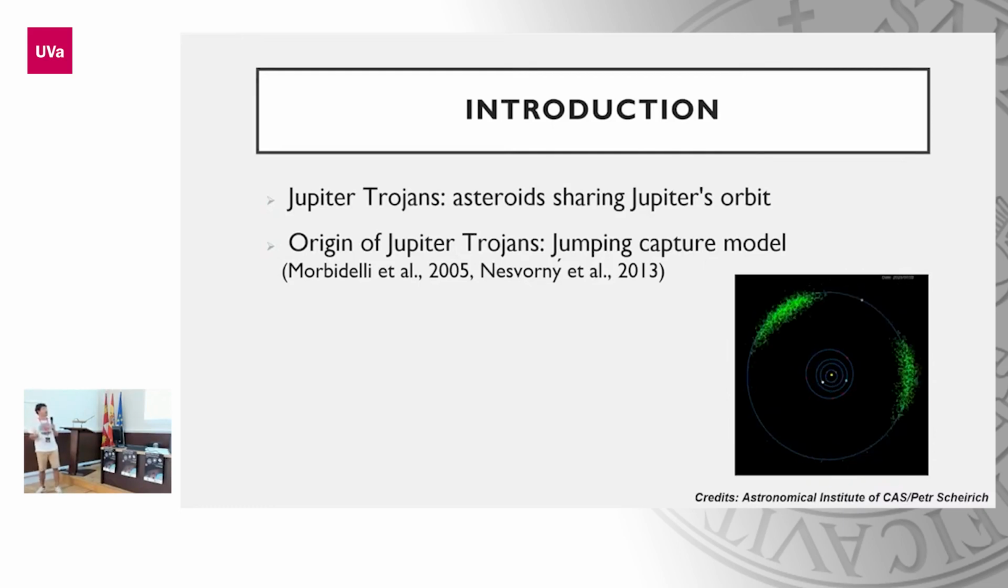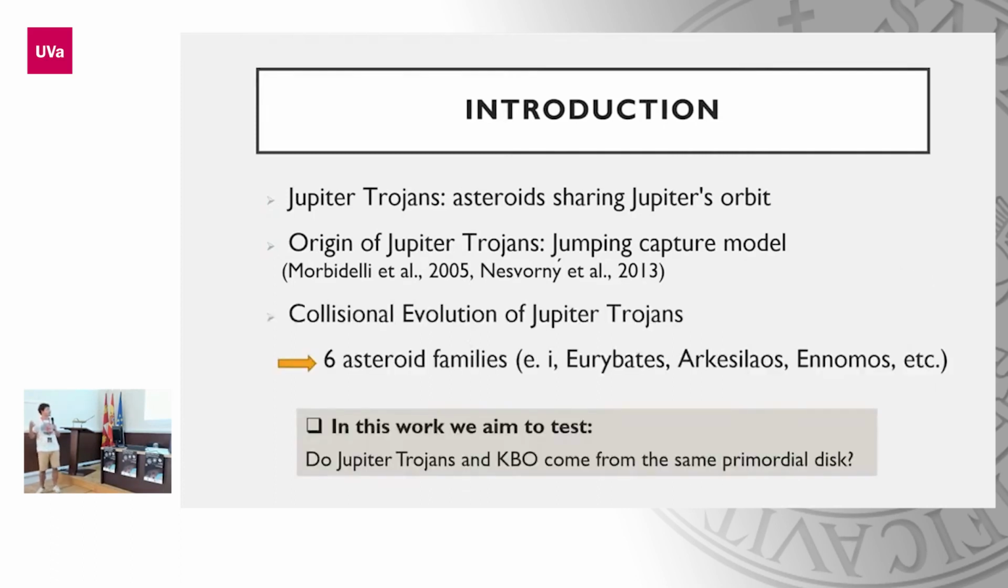These have become an interesting topic of study over the last decades, because according to the Nice model, they were captured from the original transplanetary disk. But apart from the stability of their orbits, there is some evidence that they have undergone some collisional evolution, and this evidence is the now identified six asteroid families, such as the Eurybates, Archelaus, and others.